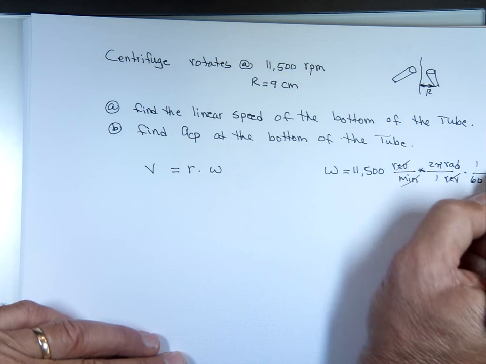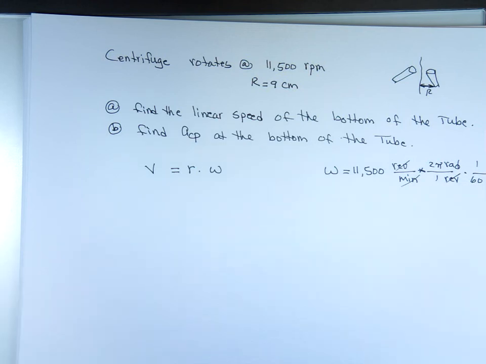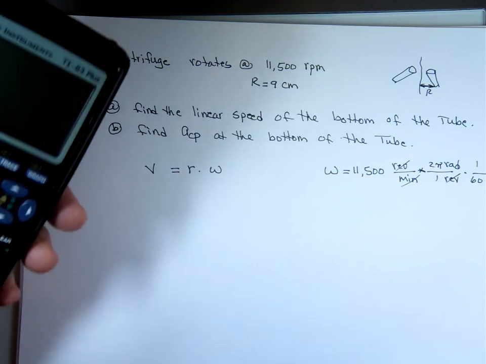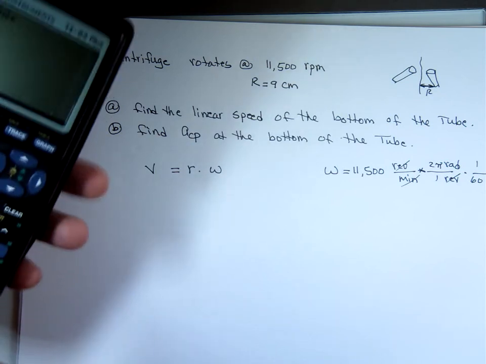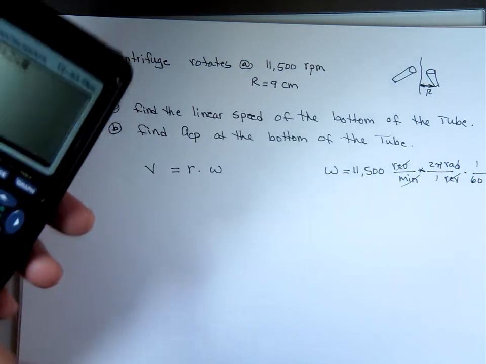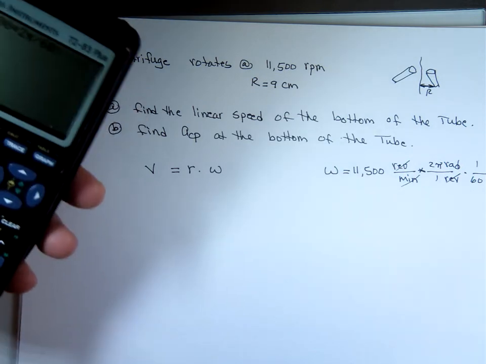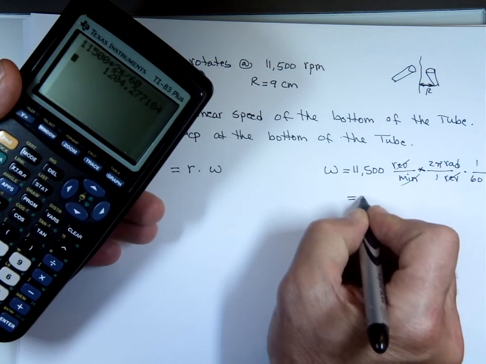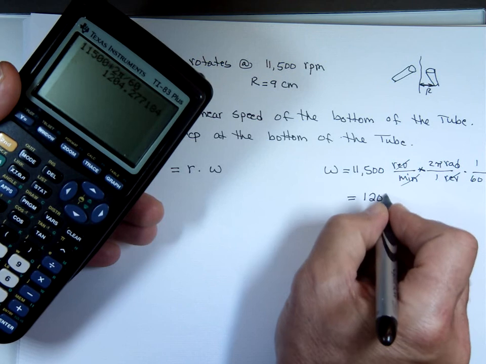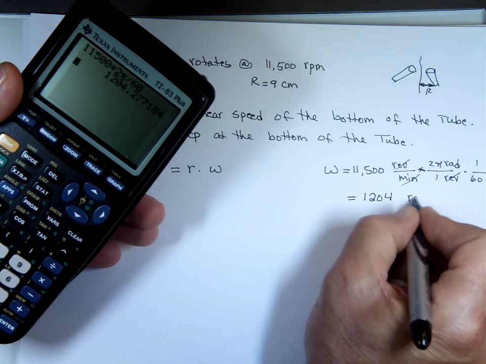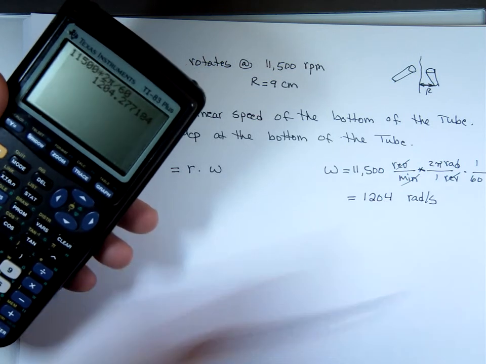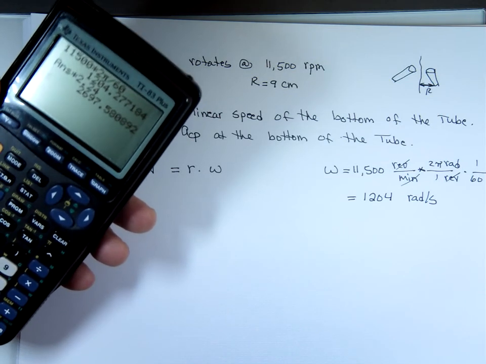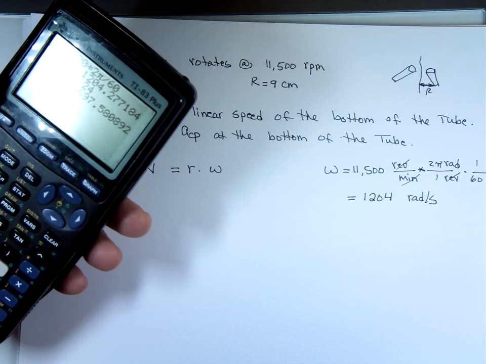So 11,500 times 2 pi divided by 60. Ready for this number? 1,204 rad per second, at a speed of 2,698 miles an hour. 2,698 miles per hour. That's how fast they're moving.